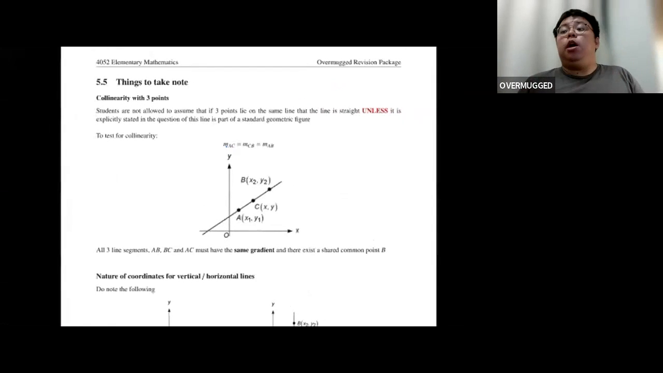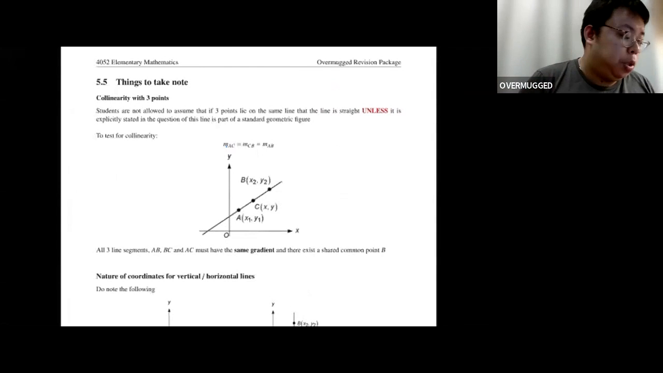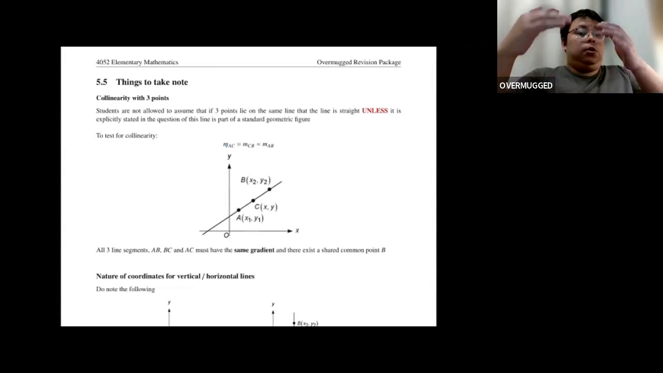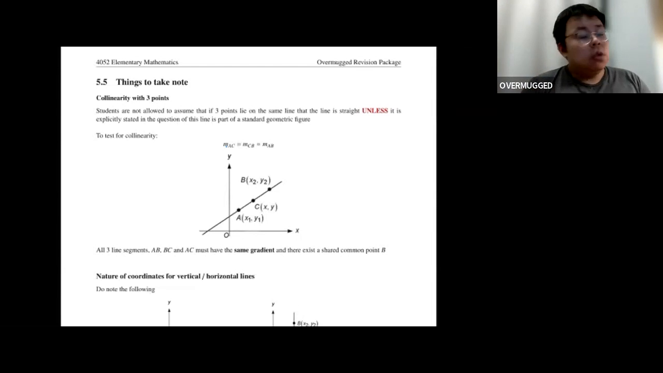Next, I'm coming to the end already. So now I'm just going to stress some of the important things that you need to remember whenever you're doing this chapter. Number one, let's talk about collinearity. Collinearity is something that, as of right now, for Sec 3s, you will not see this word very commonly, but when you take vectors in Sec 4, this is a very common word that you will see. The definition of the word collinear means that 3 points lie on the same line, or points lie on a straight line. How do you prove that 3 points lie on a straight line?